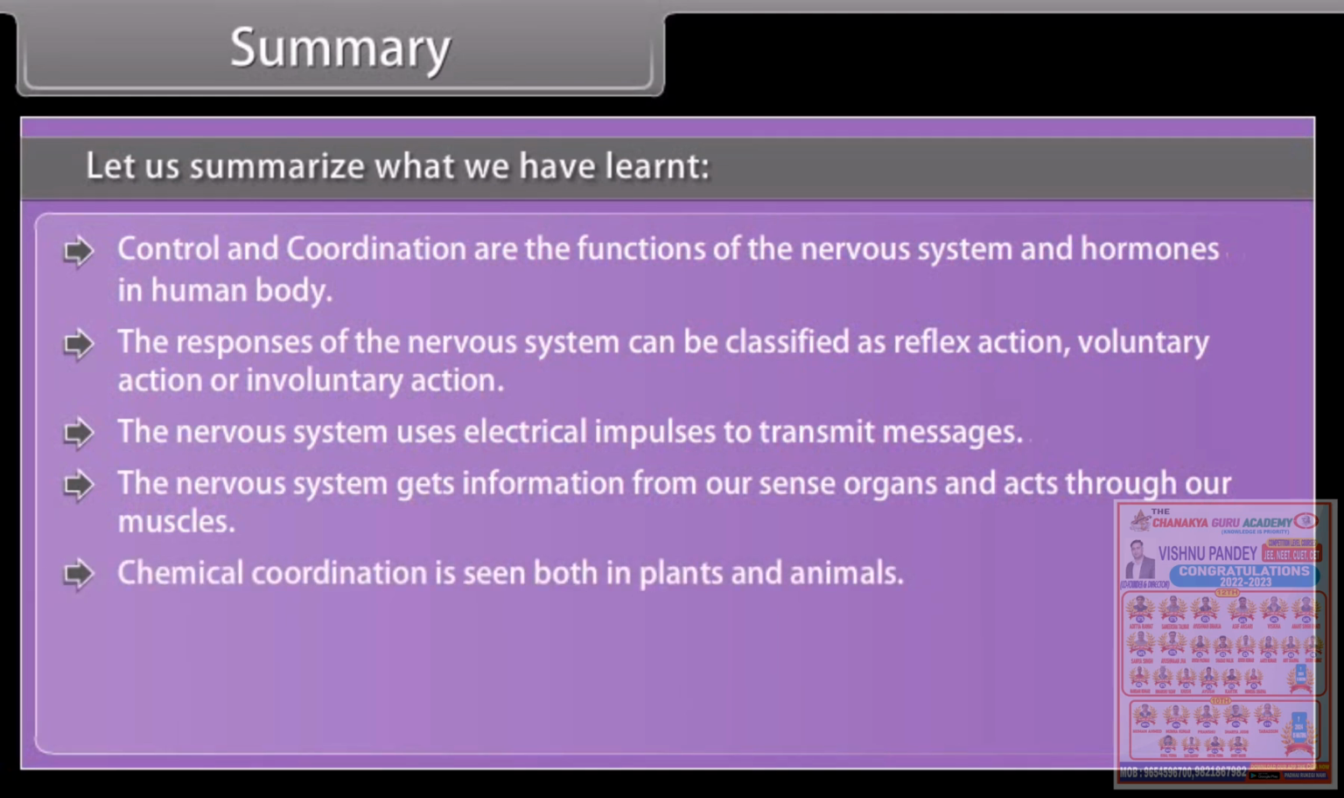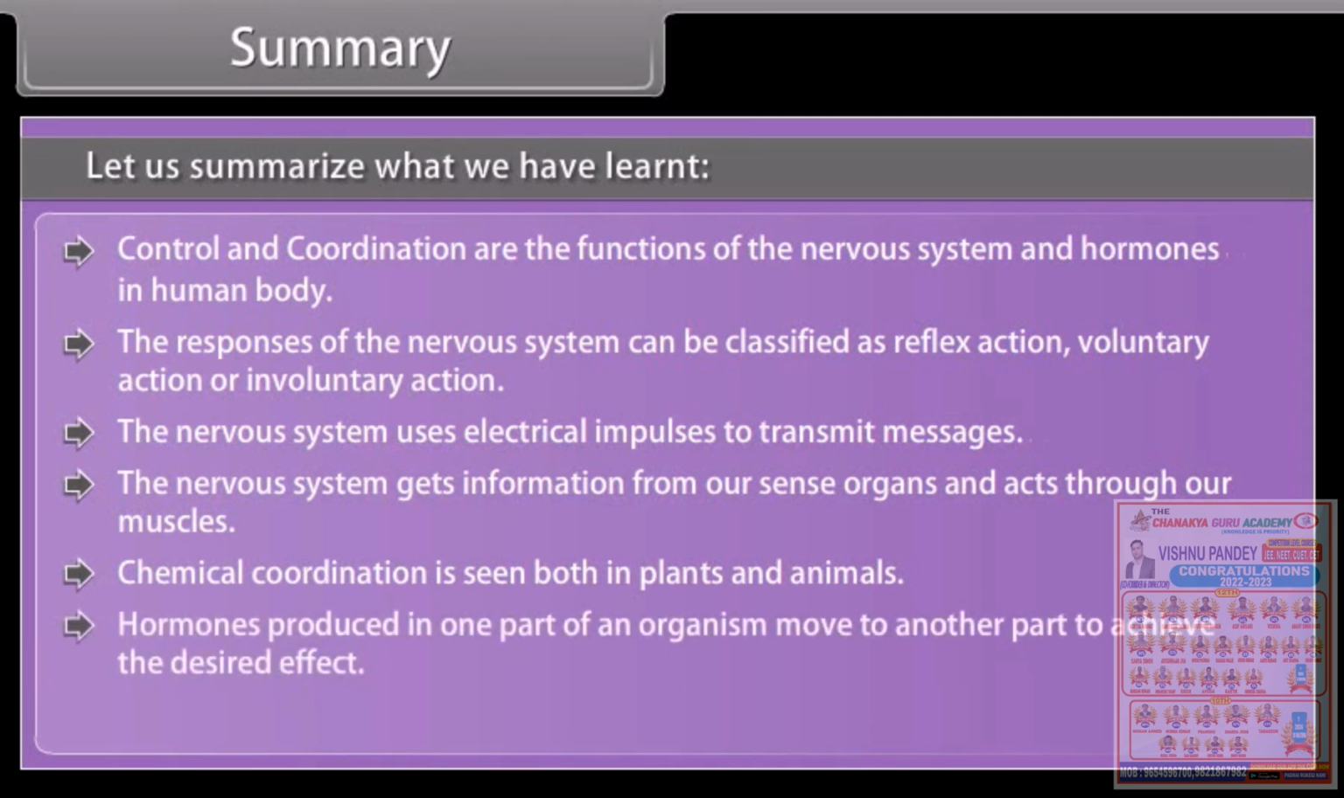Chemical coordination is seen both in plants and animals. Hormones produced in one part of an organism move to another part to achieve the desired effect. A feedback mechanism regulates the action of hormone.